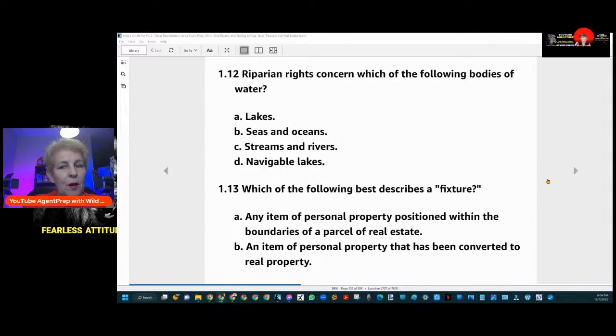Riparian rights. So remember, R for R. I won't tell you what the first R is. We know this one. Riparian rights concerns which of the following bodies of water? A, lakes. B, seas and oceans. C, streams and rivers. Or D, navigable lakes. So again, this is definitions. When you know the definitions, or you know a lot of them, then you're able to answer a lot of the questions. So type your answer in the chat.